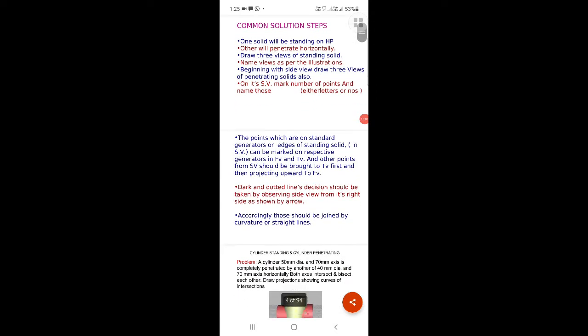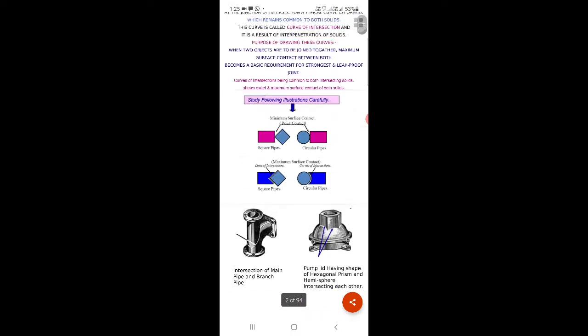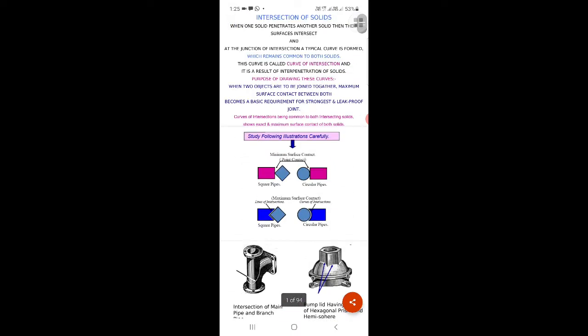So draw the following points. Firstly, write down this. What are the penetrations?